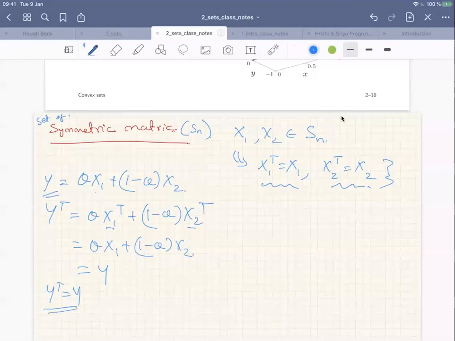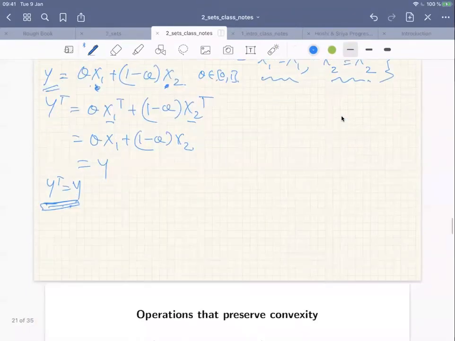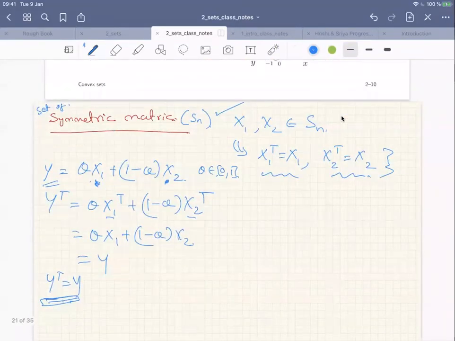So if you take any two matrices in the set of symmetric matrices and take the convex combination, the resulting matrix is in the set. Here we consider the convex combination with theta belonging to 0, 1. So the set of symmetric matrices is a convex set. Next, one interesting fact here is that we can verify this.